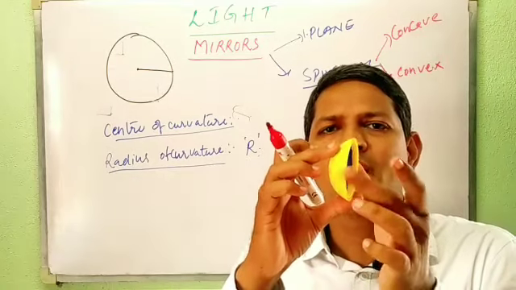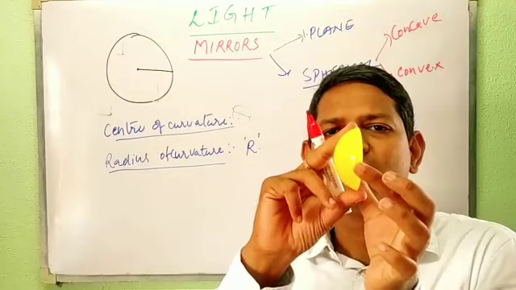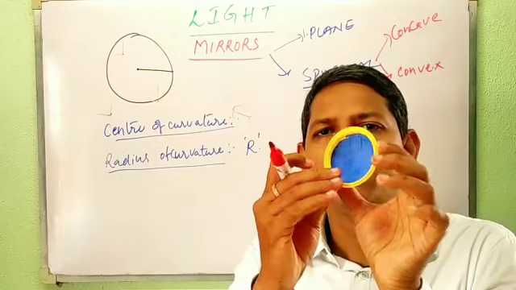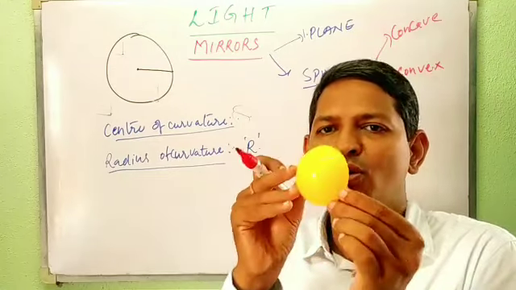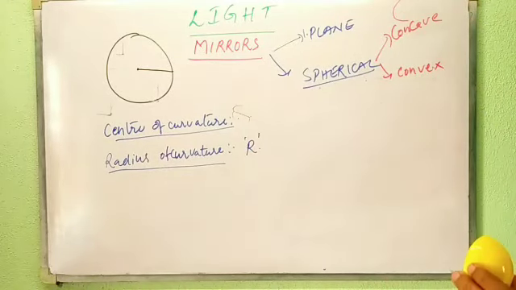Now you can see there are many ways in which you can imagine this. This is one way, this is another way, this is another way. So if I am trying to draw this on board, how do I draw it? I will draw it like this. That's all.